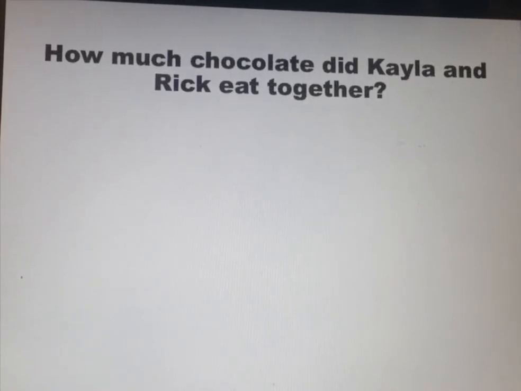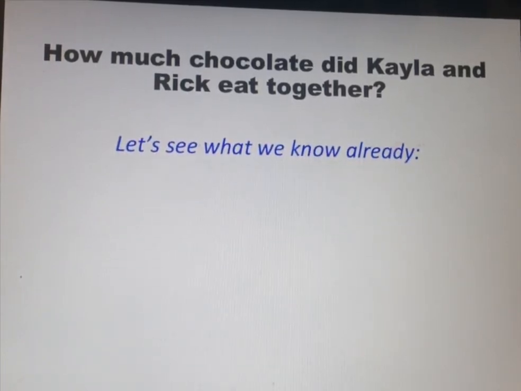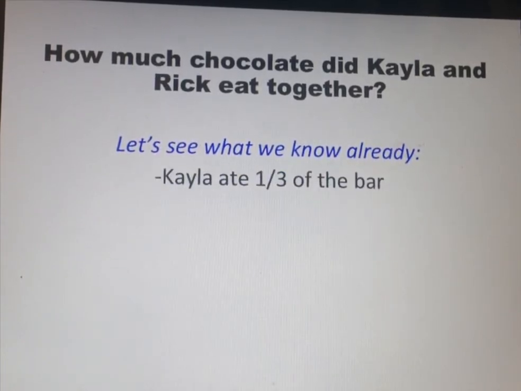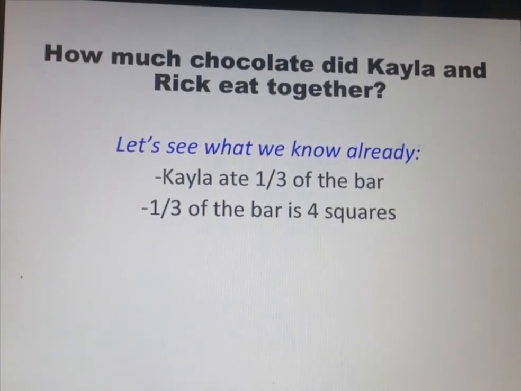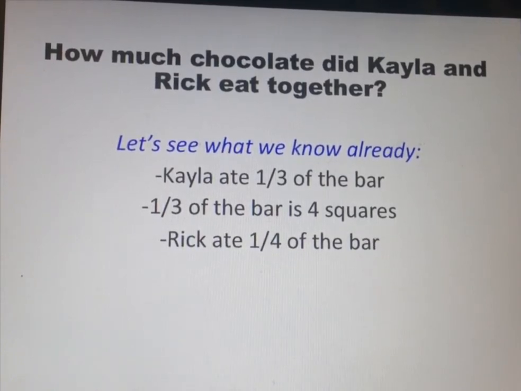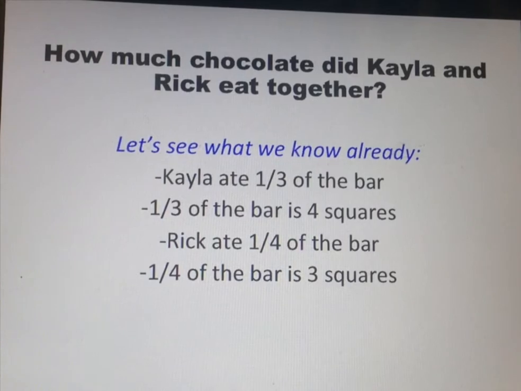How much chocolate did Kayla and Rick eat together? Let's see what we already know. Kayla ate 1/3 of the bar. 1/3 of the bar is 4 squares. Rick ate 1/4 of the bar. 1/4 of the bar is 3 squares.